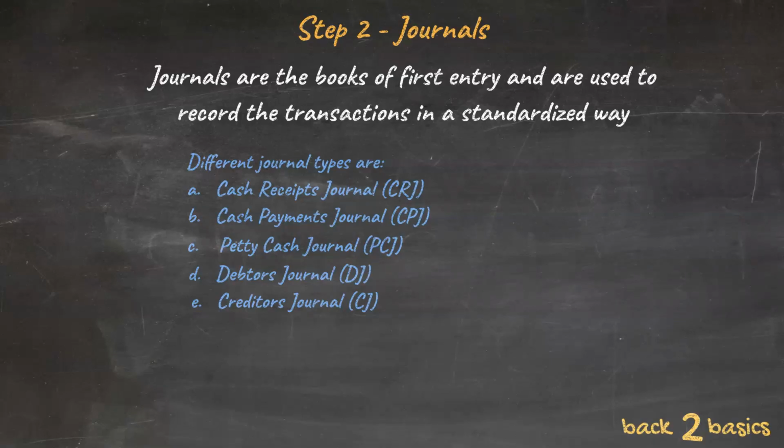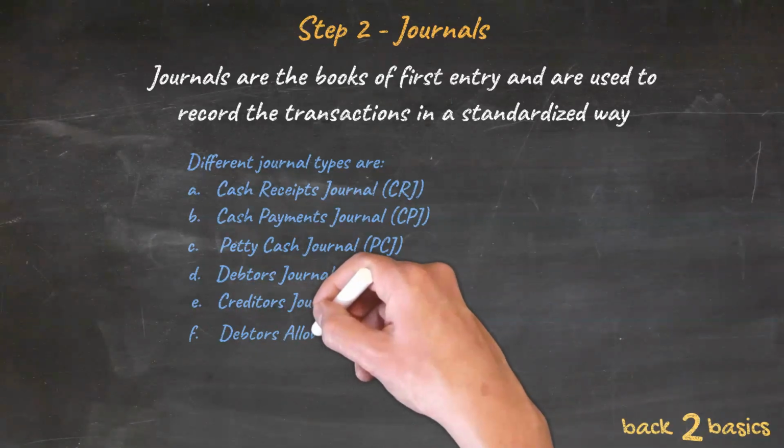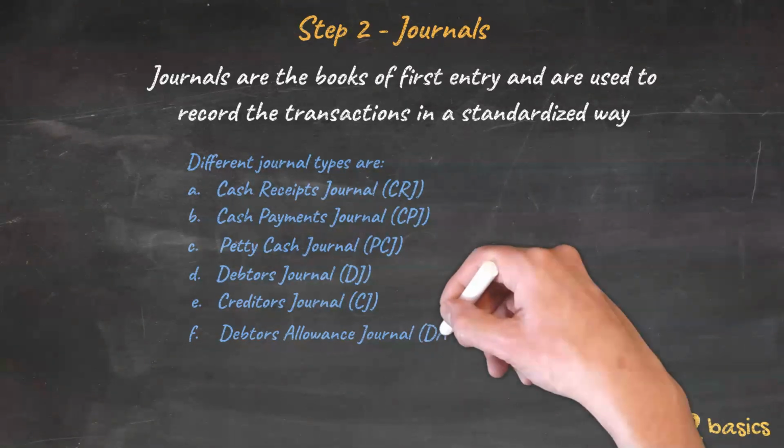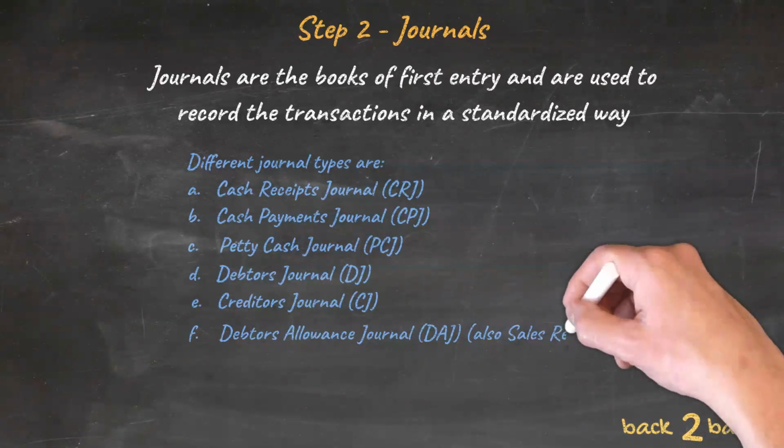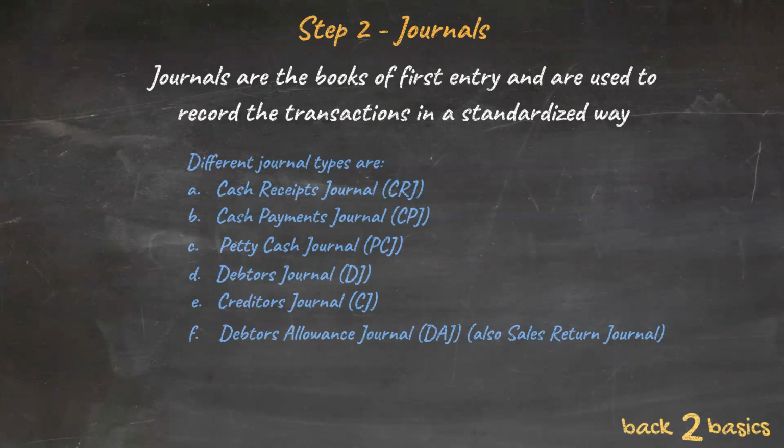Then you get your debtors allowance journal, also known as the sales return journal. Here you'll record any returns that came back from your customers for credit, or any discount allowed towards your customer for payments made on time.